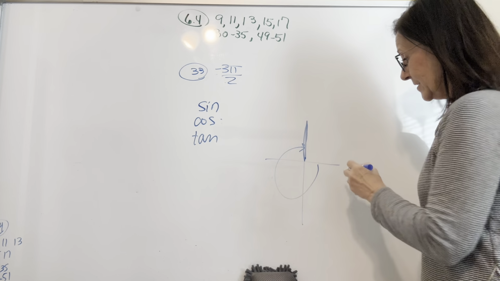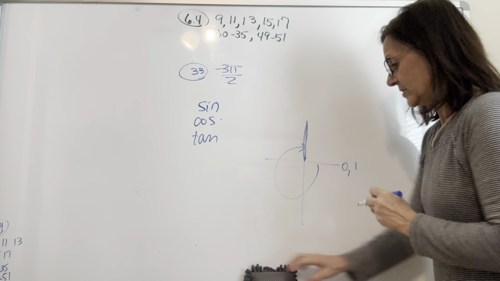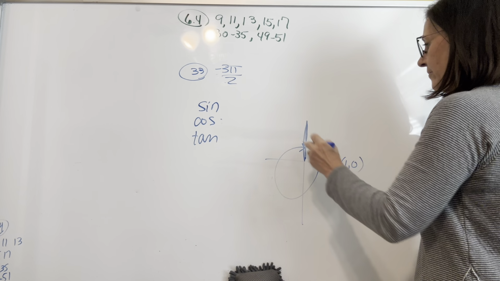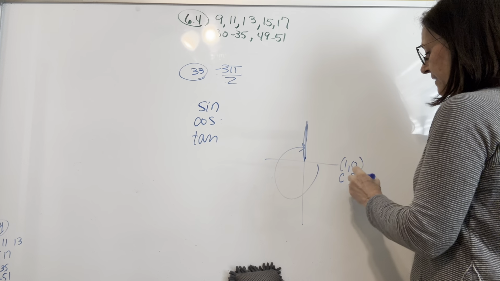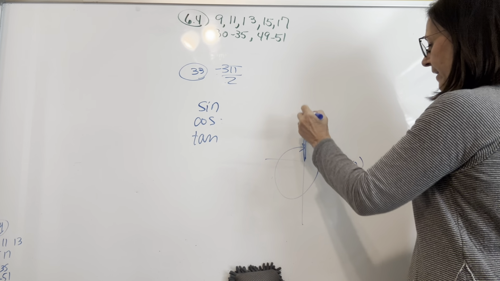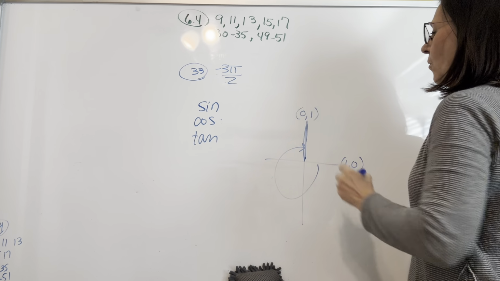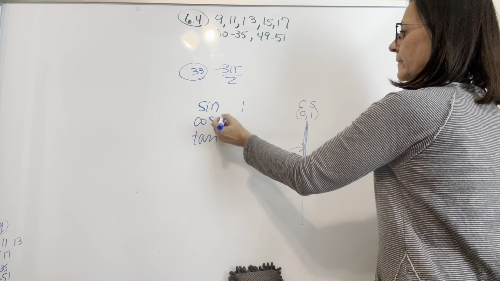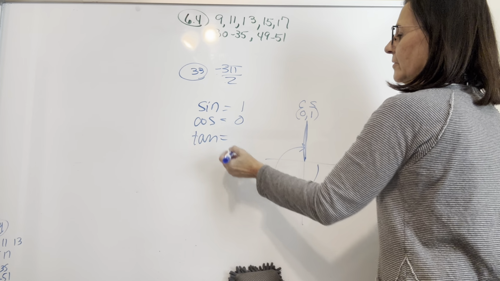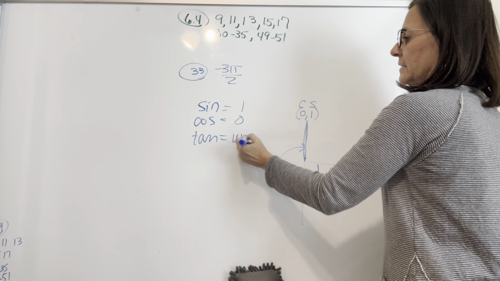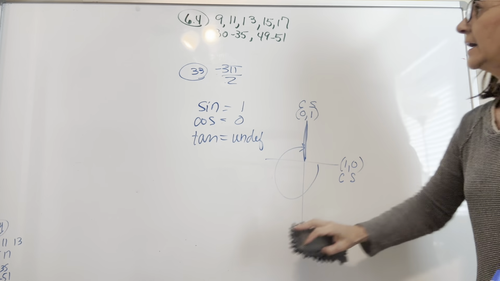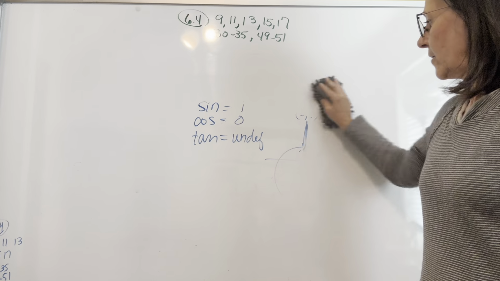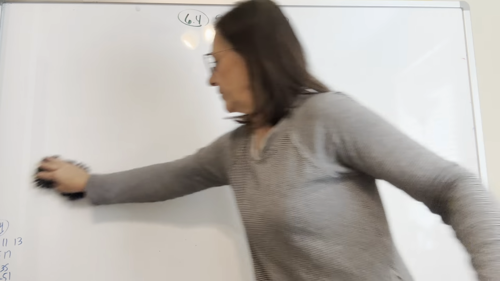Remember, we start at 1, 0. That's the cosine, sine. Sine counts up. Then we go here and we're at 0, 1. The sine is 1. The cosine is 0. Because the cosine is 0, the tangent is undefined. Got to think about quadrant. Where are we on the unit circle?